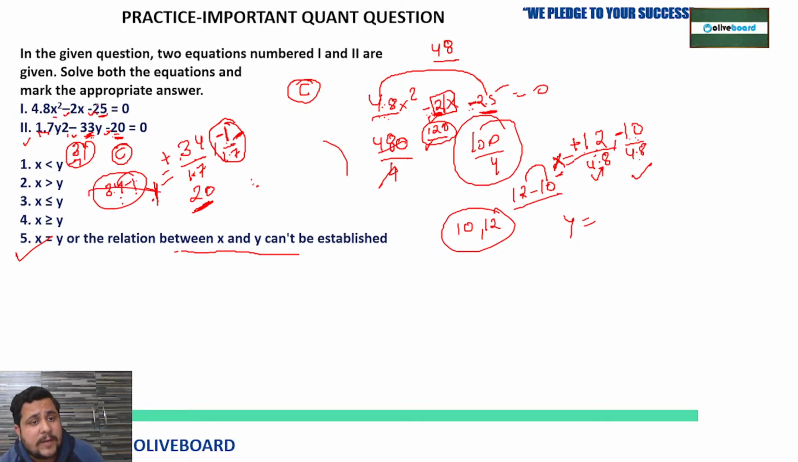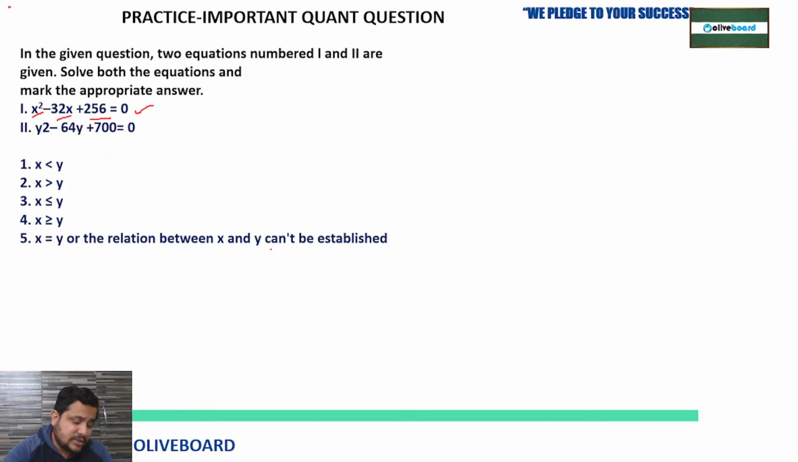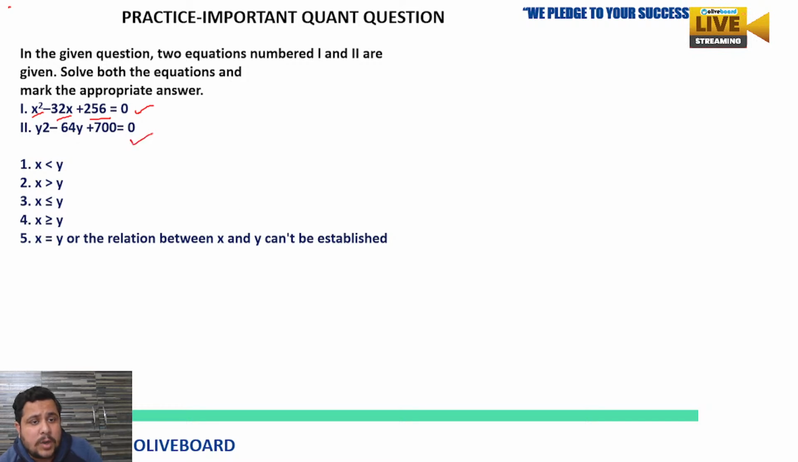So when you see minus and minus, with two equations given, suppose in both equations the value of c is negative, then you can directly say that the relation cannot be established. I hope it is completely clear to all of you. Now let's move on to the next.